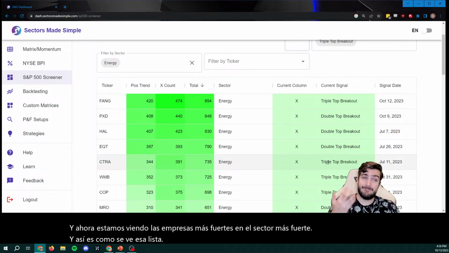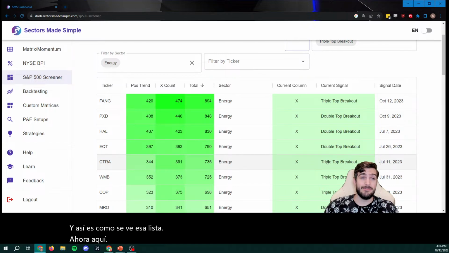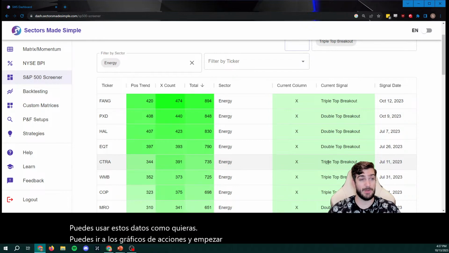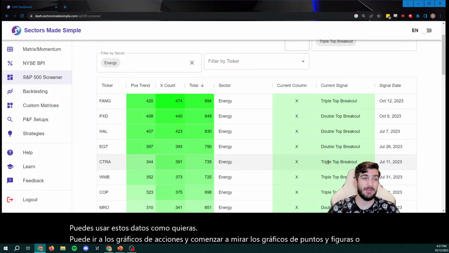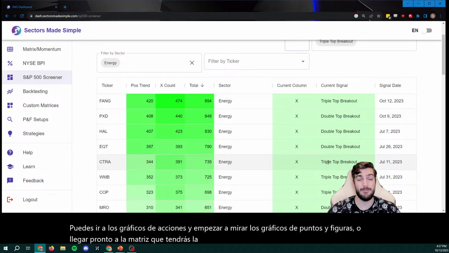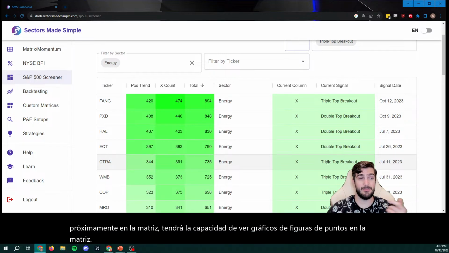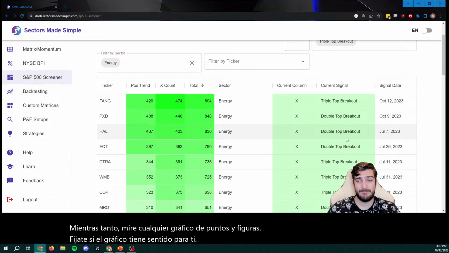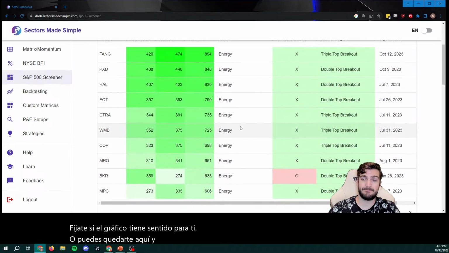Now here, things start to get a little bit more creative. You can use this data however you want. You can go to stock charts and start looking at point and figure charts, or coming soon to the matrix, you'll have the ability to look at point and figure charts on the matrix. In the meantime, look at any point and figure chart. See if the chart makes sense to you. Or you can stay here and still do more research.